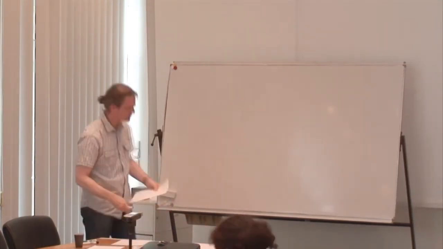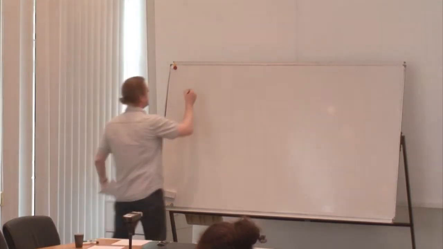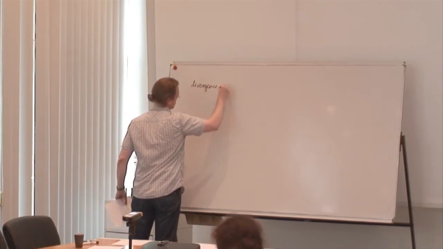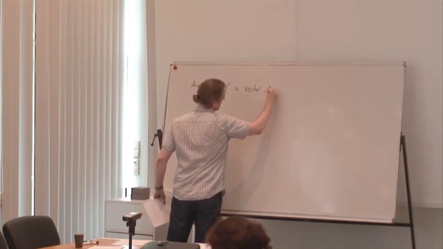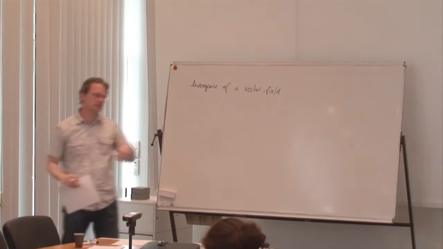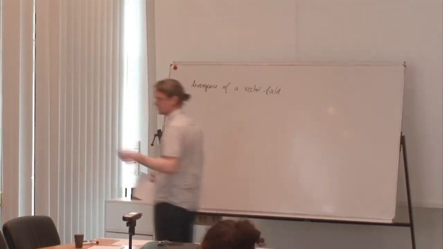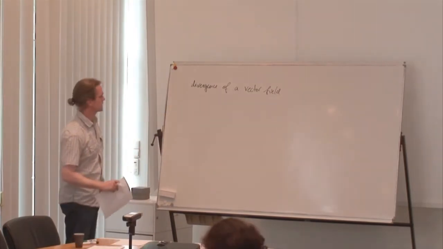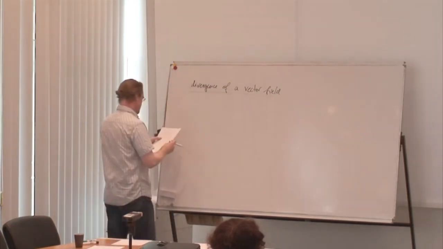So this is the most important one for what we're doing today: the divergence of a vector field. And we just saw that a vector field is a function that maps vectors to vectors, right? Depending on where we are in this higher dimensional space, we will get a different vector out of that function.